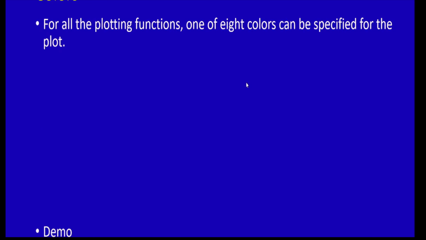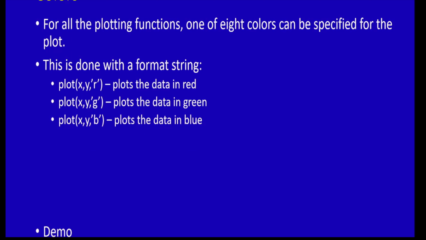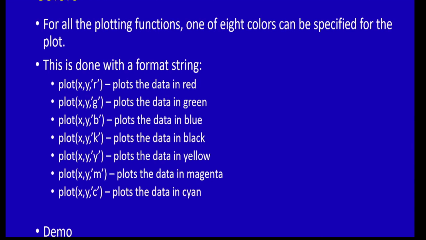Okay, one thing you might have noticed, we didn't have control of which color is what, but we might want to control which color is what. This is done with a format string in the plot function. So if you put an extra variable, a string in there that says R, it'll plot the data in red. G would be green, B would be blue, K black, Y is yellow, although I don't recommend doing yellow plots on a white background, they're hard to see. M is for magenta, C is for cyan, and W is for white.